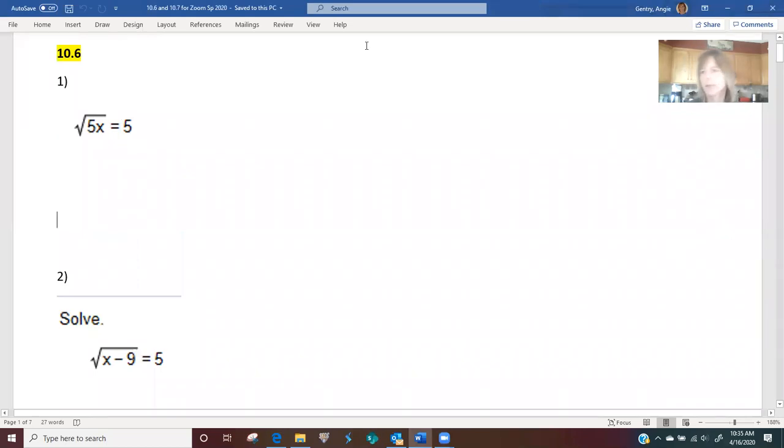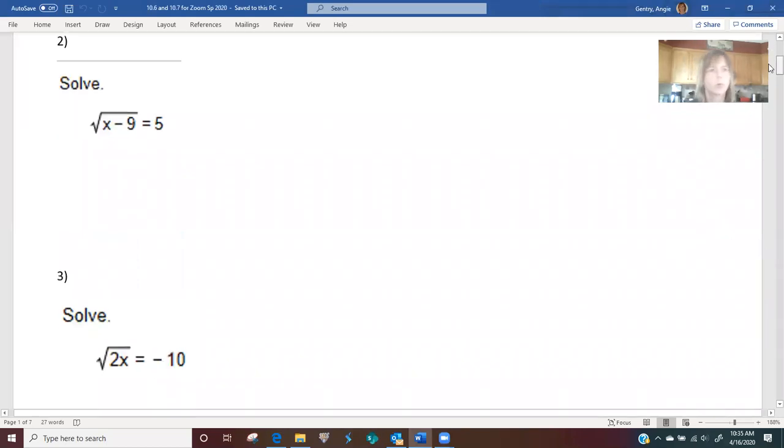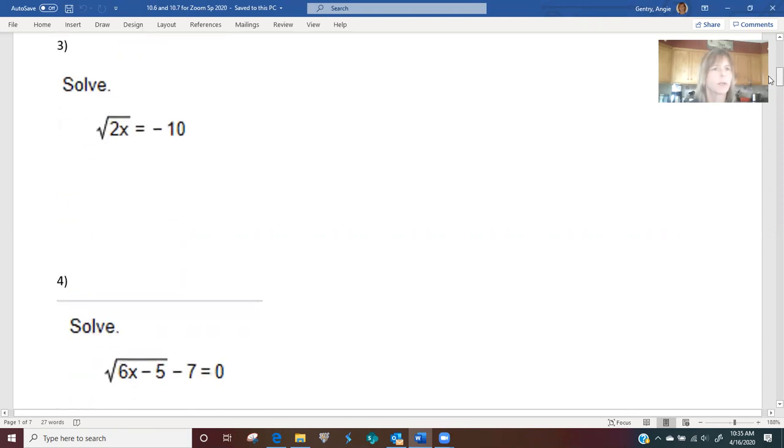Oh, I'm trying to move around. Okay, so it's difficult to scroll within here when I'm working in Zoom and using annotation.